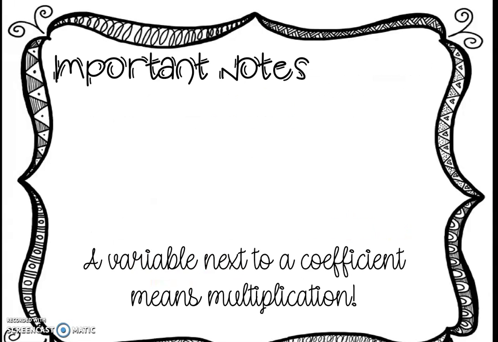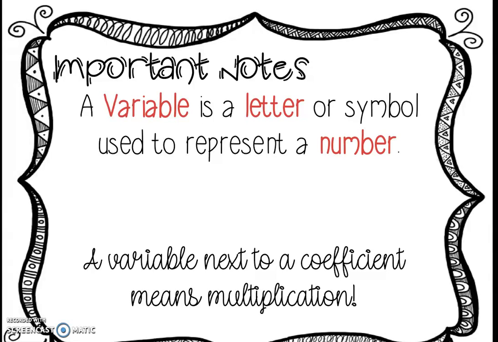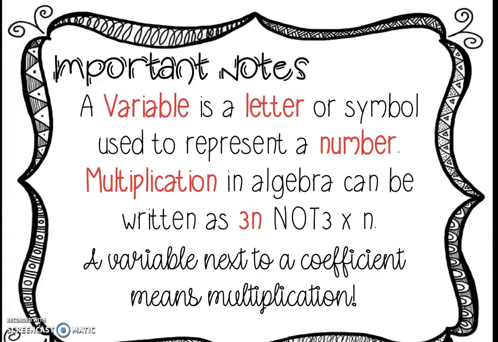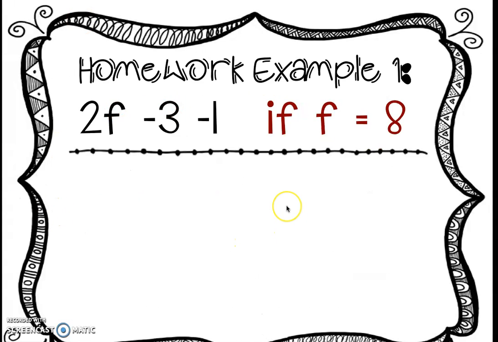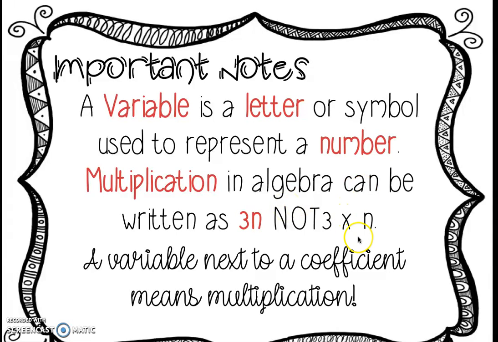Special note: a variable is a letter or symbol that's used to represent a number, in case you forgot. And when we're writing expressions, multiplication is written with the coefficient right next to the variable. So you're going to see things like 3n, not 3 times n, and you have to know that the variable right next to the coefficient means to multiply.